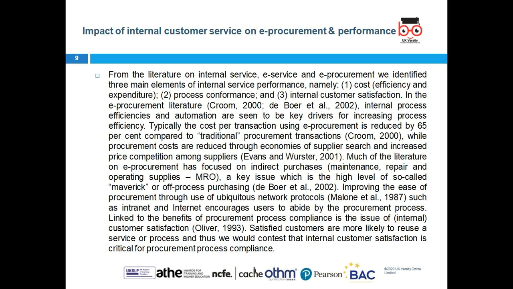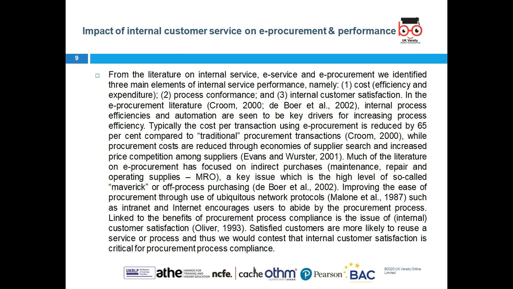In e-procurement, internal process efficiency and automation are seen as key drivers that increase process efficiency. The cost per transaction using e-procurement is reduced by 65% compared to traditional procurement, because you have to write letters and send faxes. Now you can do everything on a tracking system. The smart factory concept is also being embedded, which is quite good: as lorries enter the warehouse, we know how much stock is available, and the tracking system helps us.